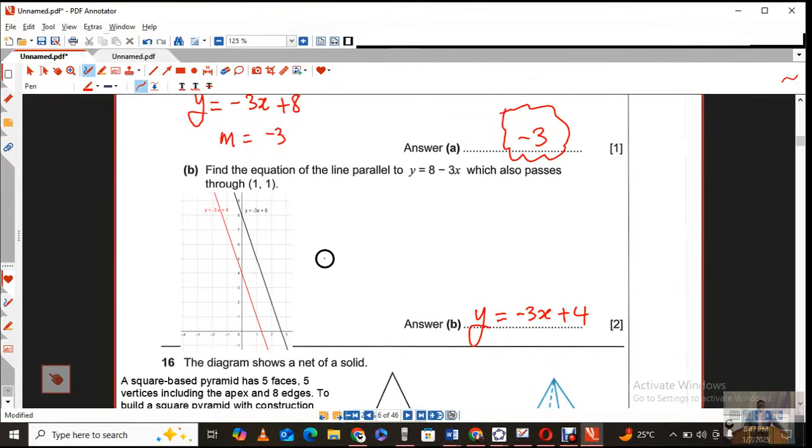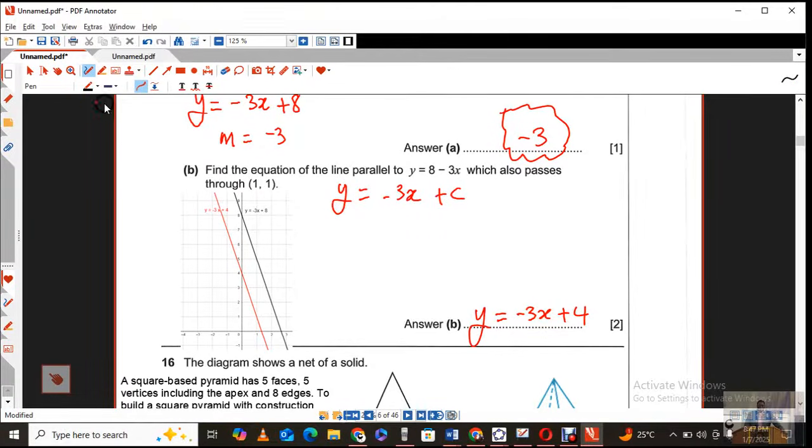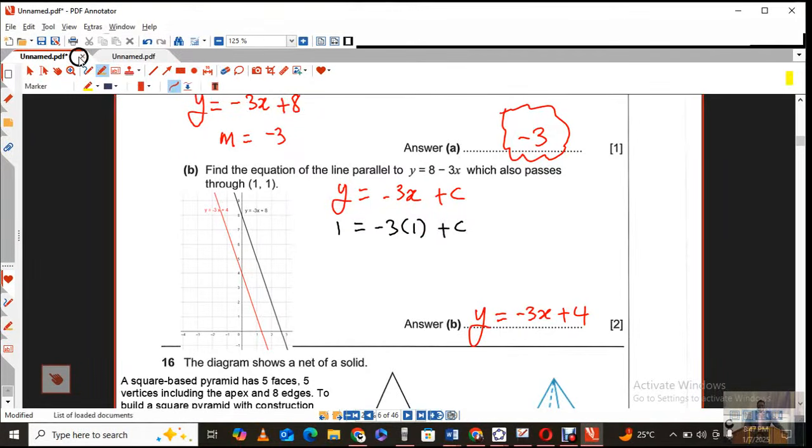Of course, I had to substitute my 1 in for y. So I had to say 1 over here equals minus 3 times 1 plus c, eventually leading me to an answer of c equals 4. So c equals 4, and that's what you can see over there. And you write down the equation because the question is asking for the equation.